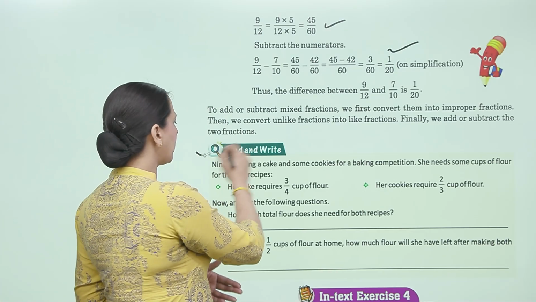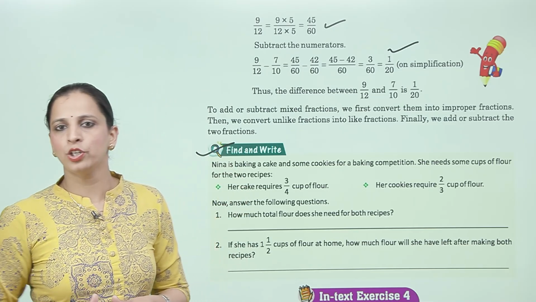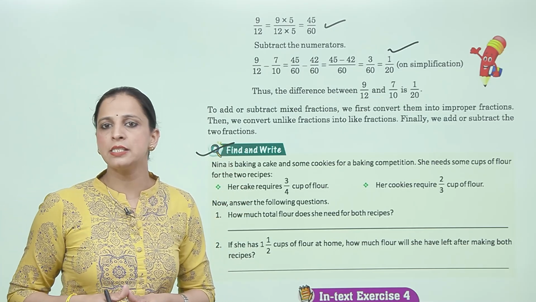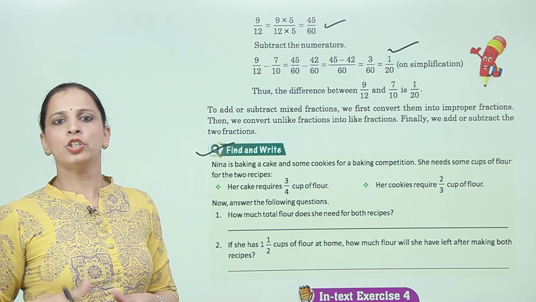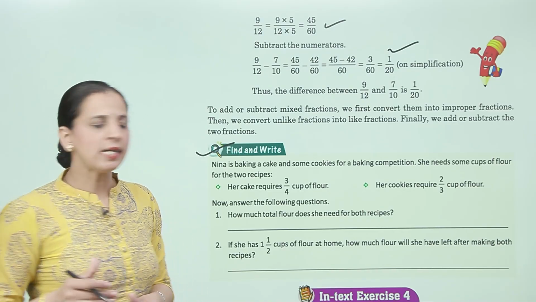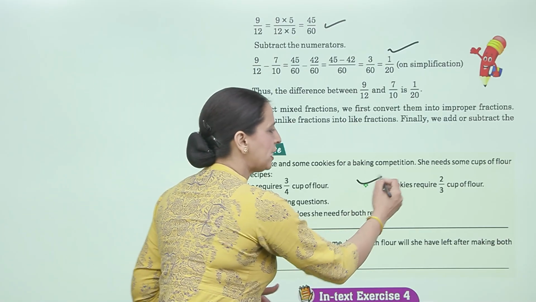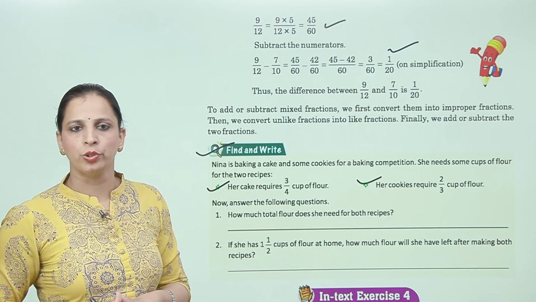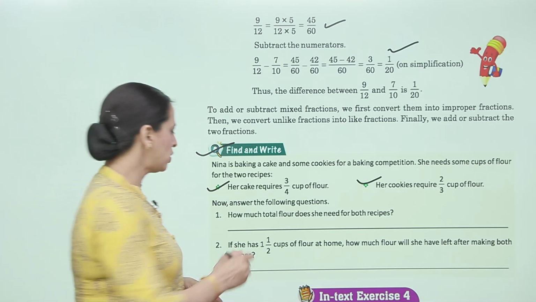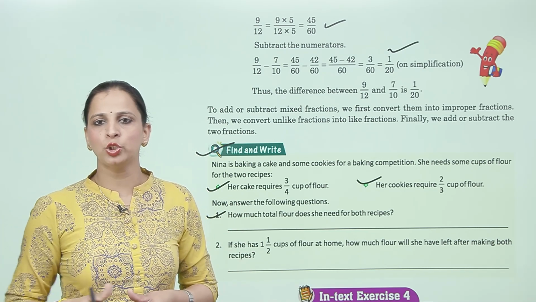Now find and write. Nina is baking a cake and some cookies for a baking competition. She needs some cups of flour for the two recipes. Here her cake requires 3 by 4 cup of flour. Now her cookies require 2 by 3 cup of flour. Now answer the following questions. First, how much total flour does she need for both recipes?